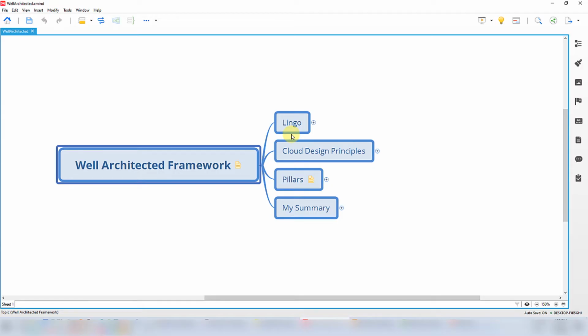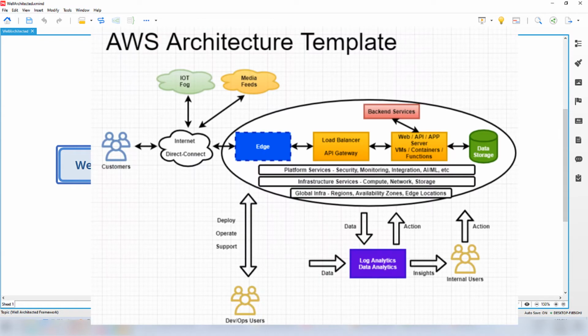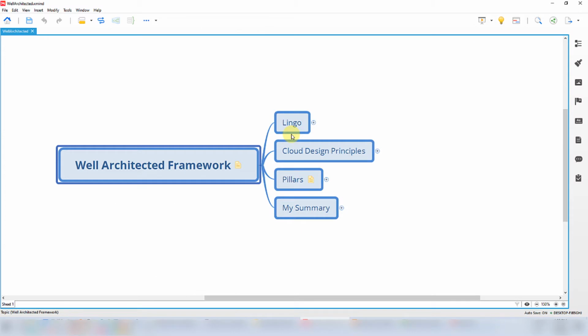Before I begin to discuss the details of this paper, let me just point out that I have a video I made earlier discussing the AWS architecture template. It provides a good framework to understand the concepts discussed here. Please take a look when you can.